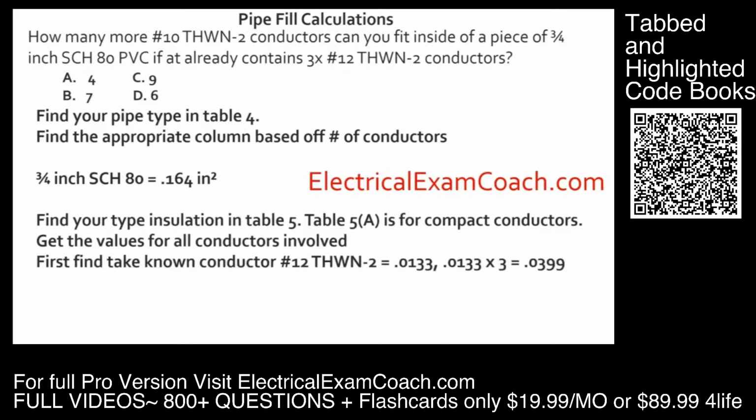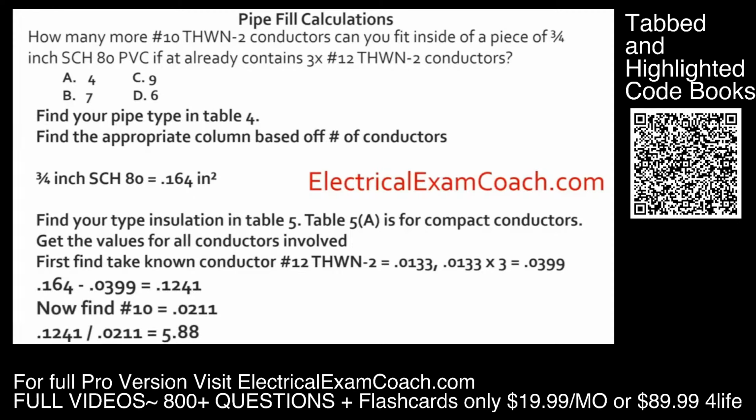First, we're going to take our number 12 that we already have, multiply it by the 3 that we already have, and that gives us this value. Then we're going to take our total available to fill, minus what we already have, and that gives us this for our remaining left to fill. Then we just take that and divide. We divide that out and we find that we can fit 5.88 conductors, and in this case it is 0.8 or larger, and we will round up to 6. Great job.